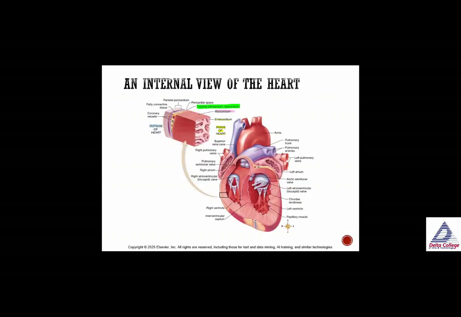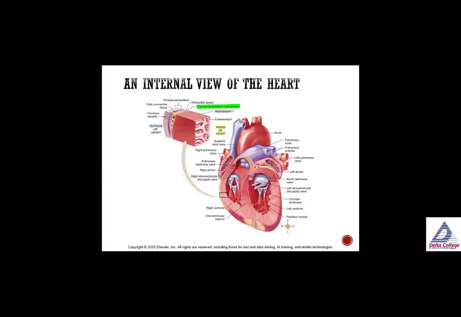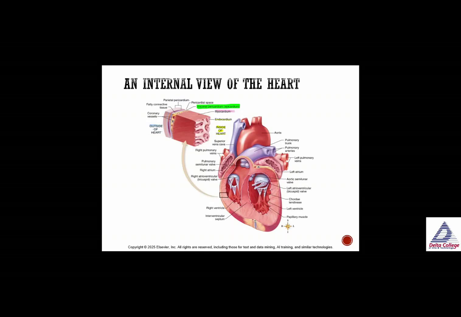So here you can see the internal image of the heart. And if you see this little cut up on the left, you can see where the endocardium is the inside of the heart. Then highlighted in pink is the myocardium. Then you can see the visceral pericardium or the epicardium, and then the outside, which is the parietal pericardium.